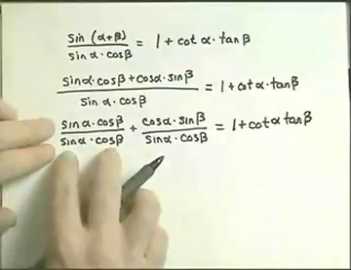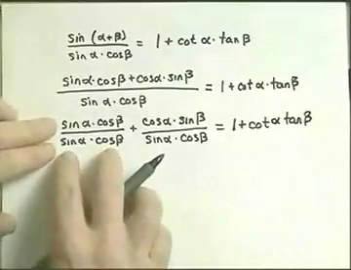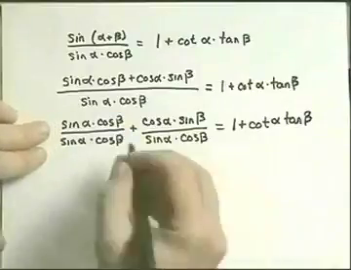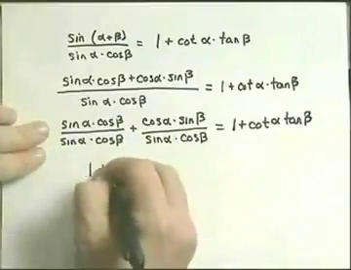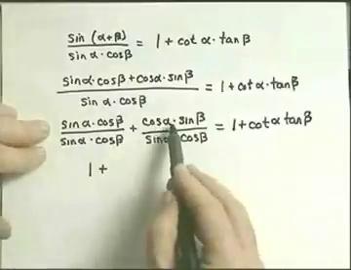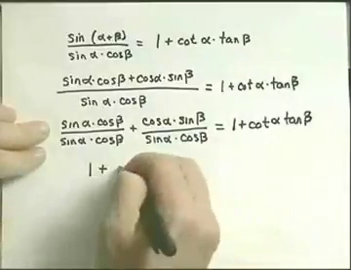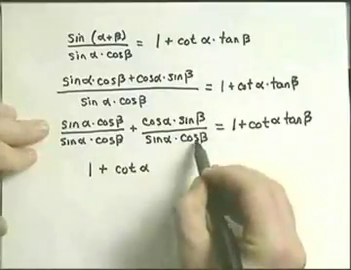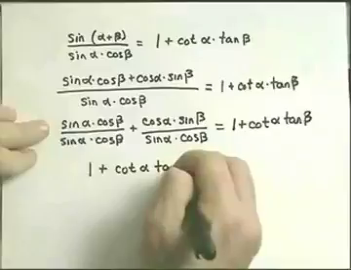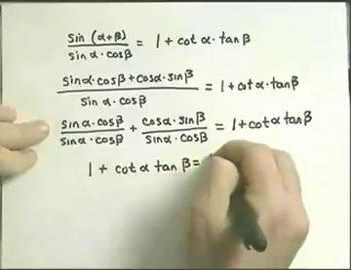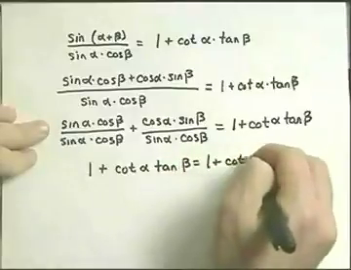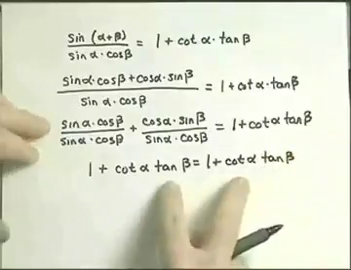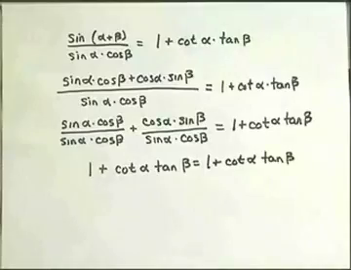Now, this expression, sine of alpha over sine of alpha, divides out. Cosine of beta over cosine of beta divides out, and we're left with just 1 plus cosine of alpha over sine of alpha, which is cotangent of alpha. Sine of beta over cosine of beta is the tangent of beta, and that's exactly what we have on the right-hand side of the equation, and therefore we've established the identity.